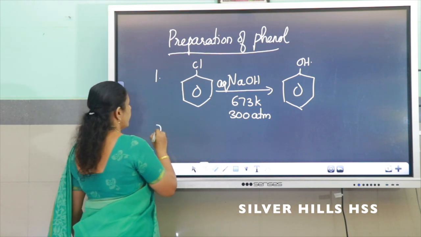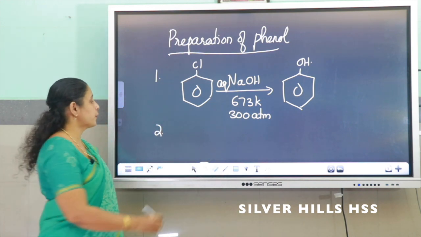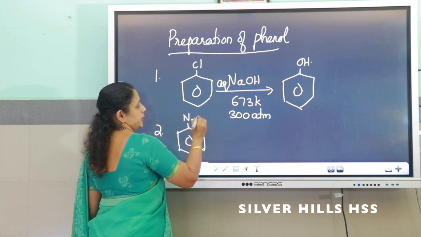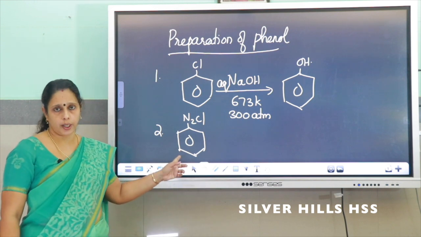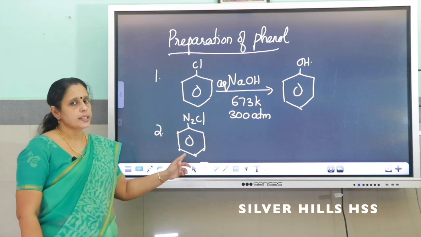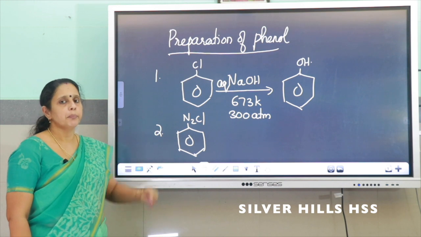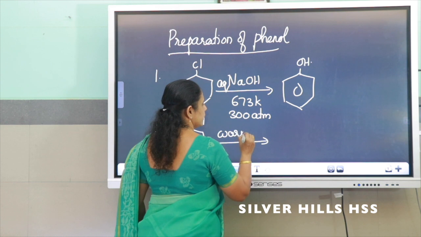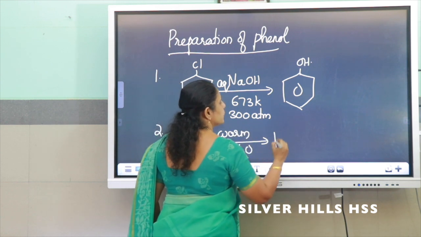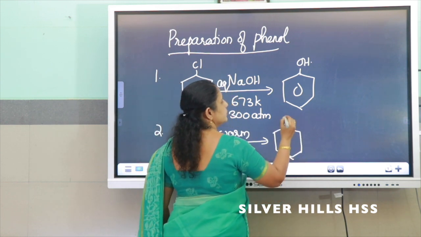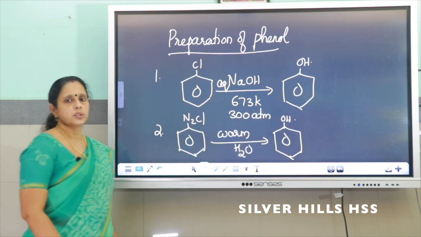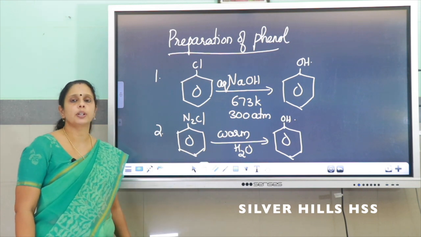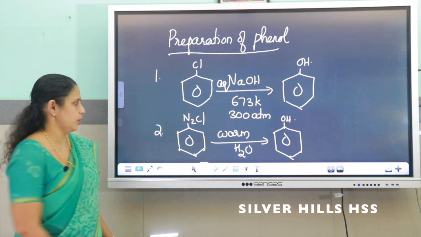Then the second one is a very important one, from benzene diazonium chloride. This is actually prepared from aniline by diazotization. When this is warmed with water, we obtain phenol. This is a very important one, the second one. When benzene diazonium chloride is warmed with water, we obtain phenol.